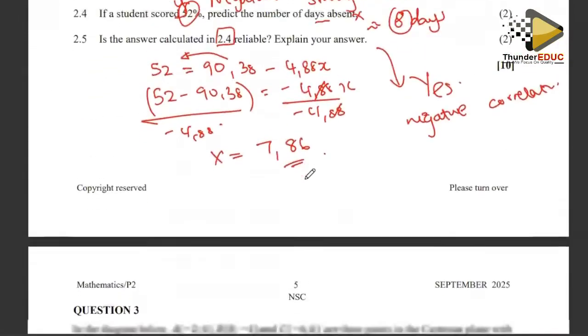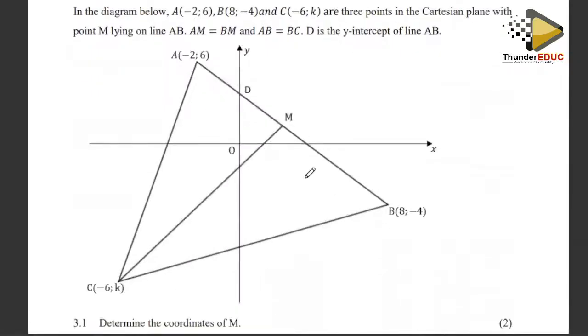All right, then we move on to question number 3, which is the analytical. In the diagram below, A is negative 2, 6, B is 8, negative 4, C is negative 6, K. They are 3 points in the Cartesian plane with M that is lying there. They are telling us that AM is the same as BM, meaning that this point is a midpoint. Then also AB is the same as BC. Then D is a point on the y-intercept of the line AB.